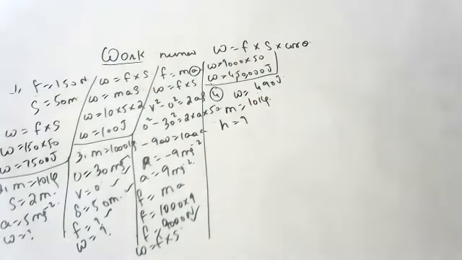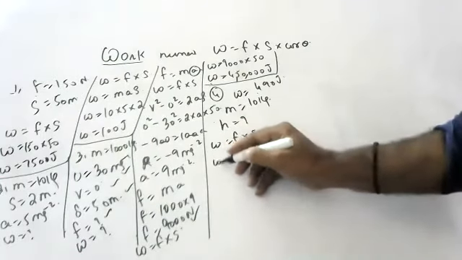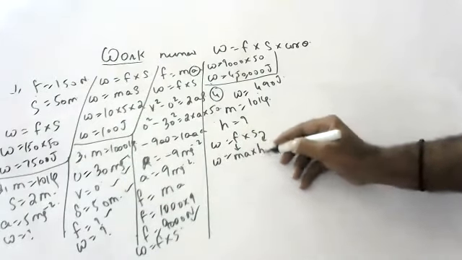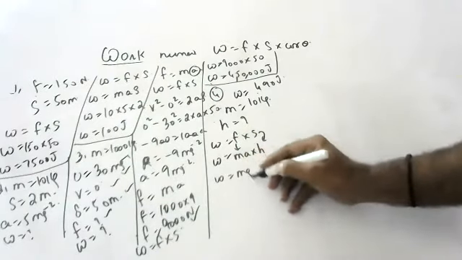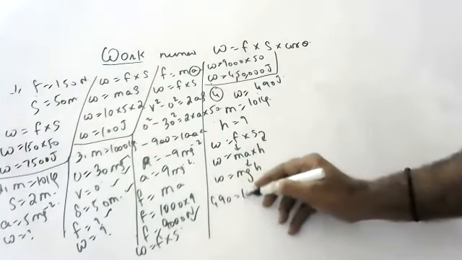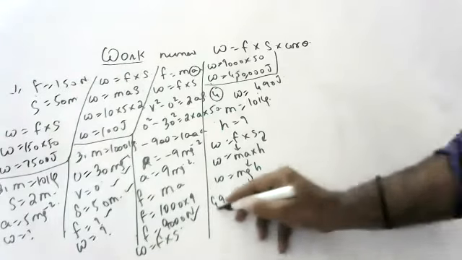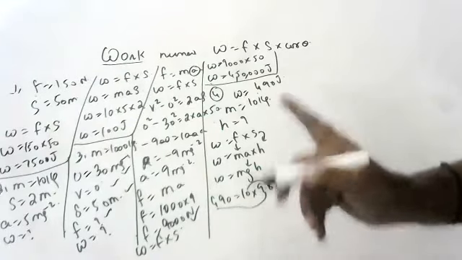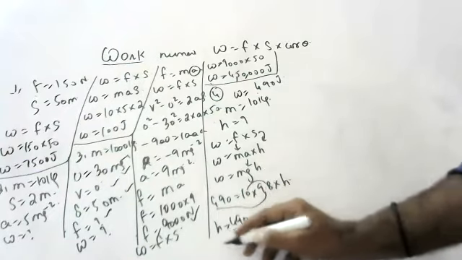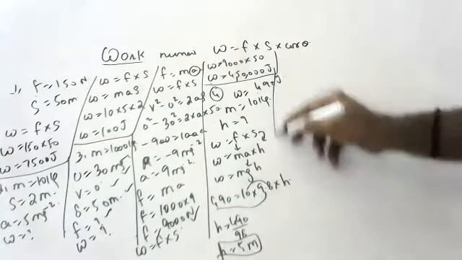W is equal to mgh. W is first force into displacement. F we can write as ma, into h, that is mgh. So 490 is equal to 10 into 9.8 into h. 9.8 into 10 is 98. So h is equal to 490 by 98, h is equal to 5 meters.